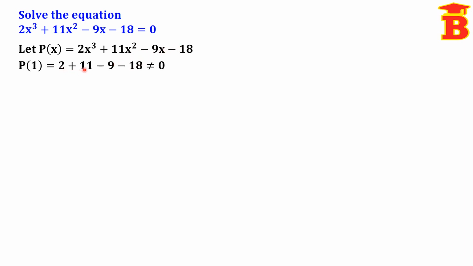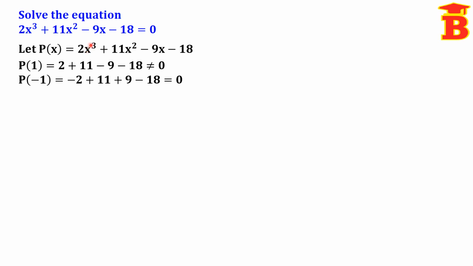Here 2 plus 11, 13. Minus 9 minus 18, minus 27. So we cannot get 0. So this is not equal to 0. Next we have to try p of minus 1. Put x is equal to minus 1.